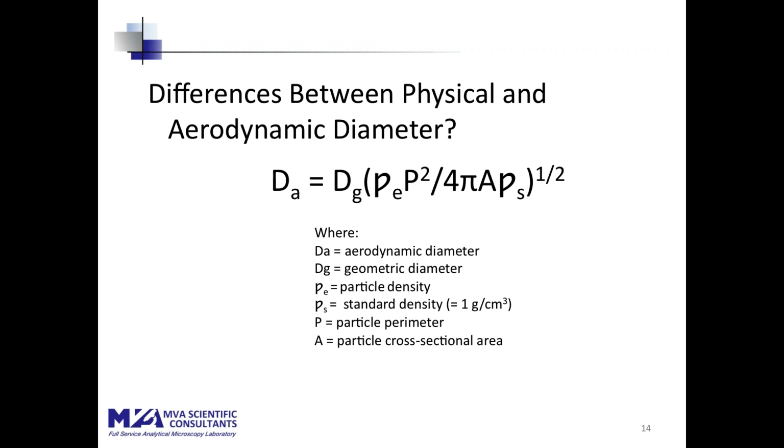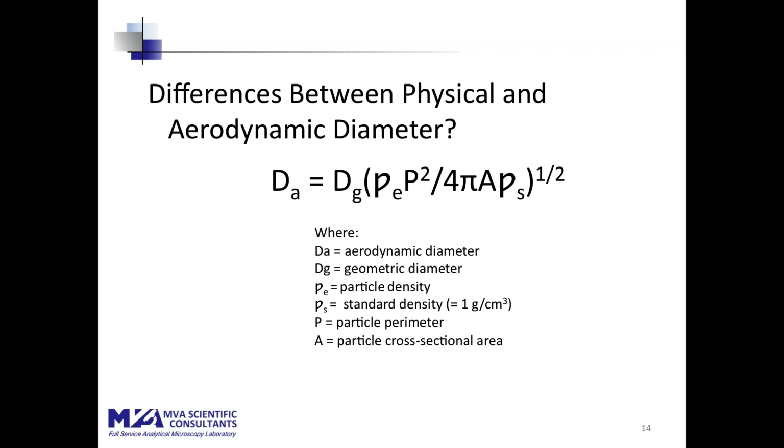The second possibility was that there are differences between the physical and aerodynamic diameter, and those may account for the finding of all of these big particles in the less than 2.5 micron fraction. That is, their aerodynamic diameter may actually be less than 2.5, even though their physical diameter is much larger. It is possible to relate the geometric diameter or the physical diameter to the aerodynamic diameter, and this is the equation through which you do that.